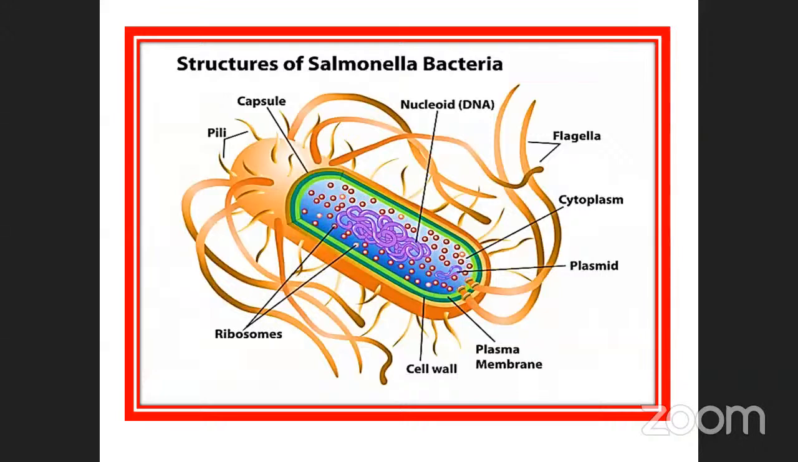And there is also a capsule, the outermost covering. In the center there is a nucleoid, otherwise called the DNA molecule. This is the structure of Salmonella typhi. Most of them may ask, which one do you know? Coccus or bacillus, spiral or comma-shaped? They may ask questions like that.